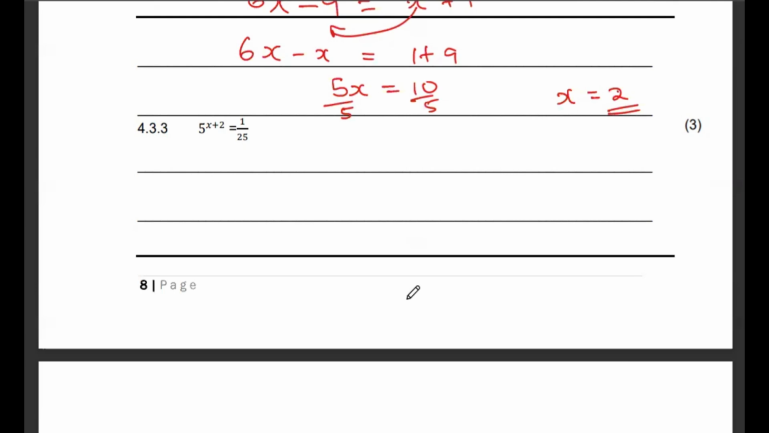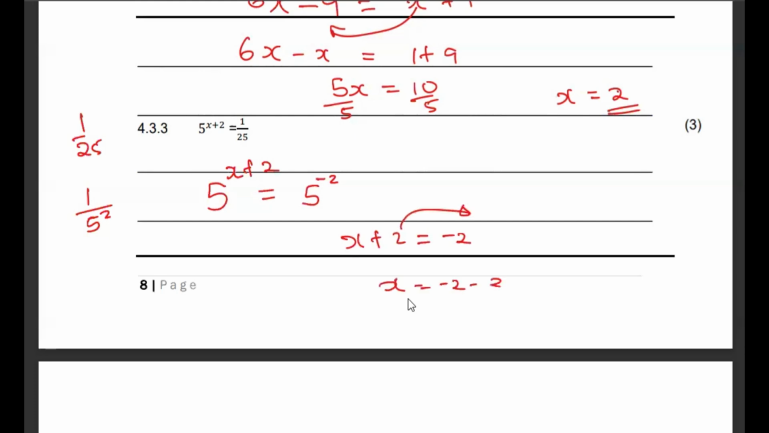4.3.3. We have these exponential equations. So I'm going to say 5^(x+2). We know that 1 over 25 can be written as 1 over 5 squared. Let's take this to the top. It's going to be 5 to the exponent of negative 2. Bases are the same, you drop them. So x plus 2 should give us a negative 2. Then move this to that side. x is negative 2 minus 2, and x becomes just negative 4.